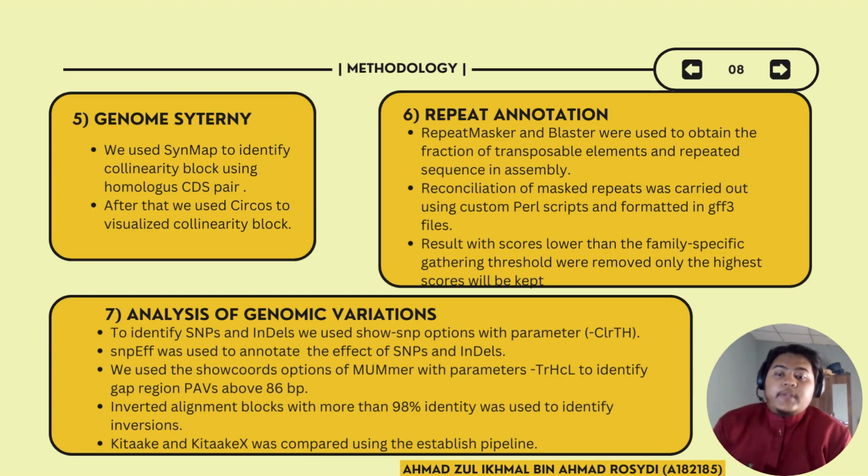Analysis of genomic variation. To identify SNPs and indels, we use the show-snps option with parameters -Clr -T -H. We use the show-coords option of MUMmer with parameters -T -r -H -c -l to identify gap region PAVs above 80 base pairs. Inverted alignment blocks with more than 98% identity were used to identify inversions.